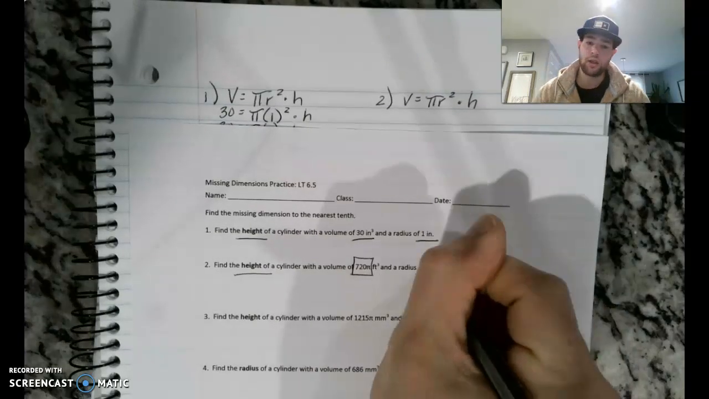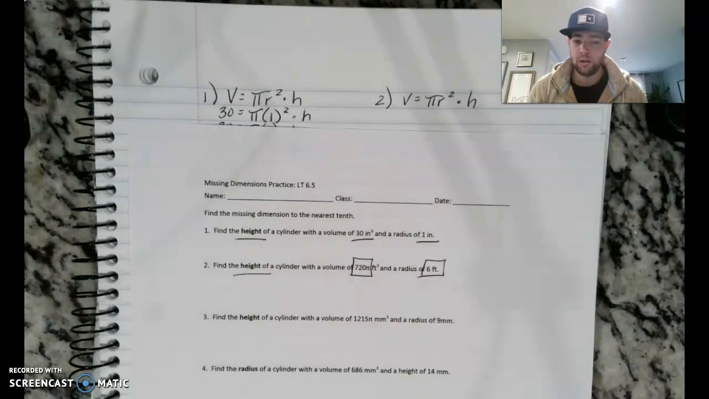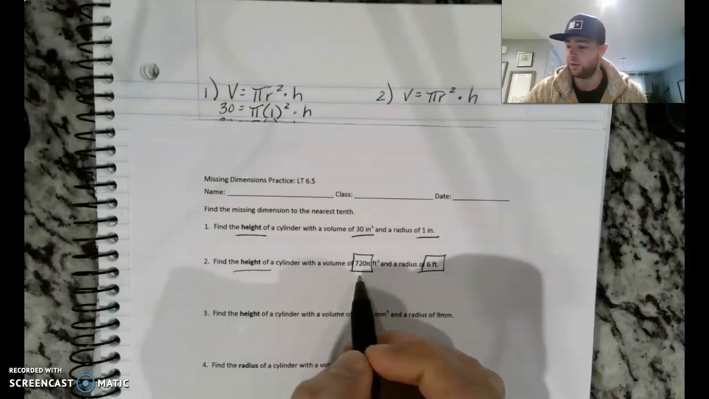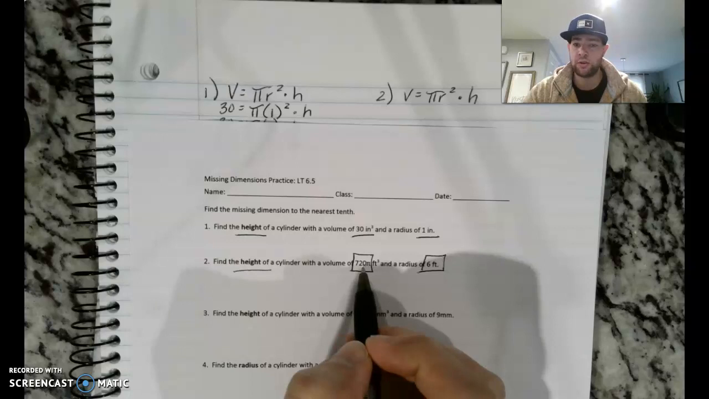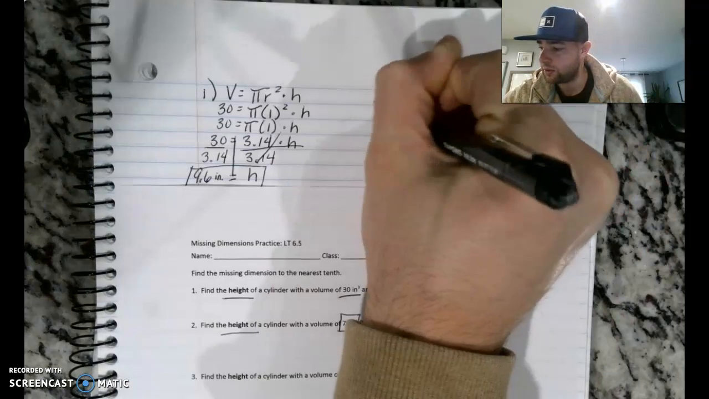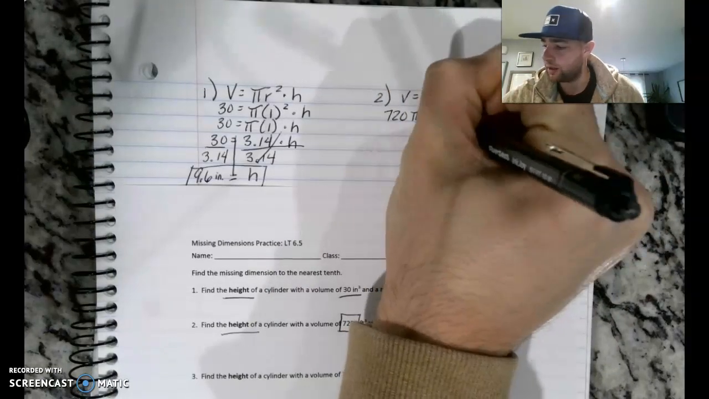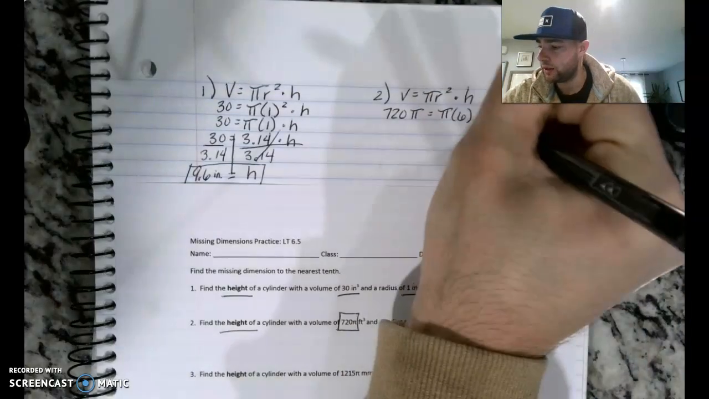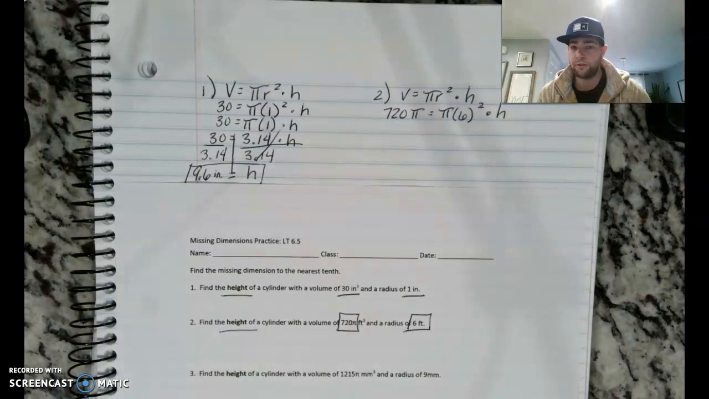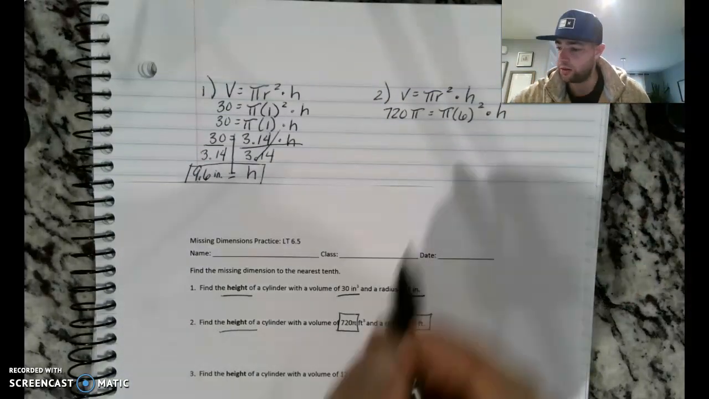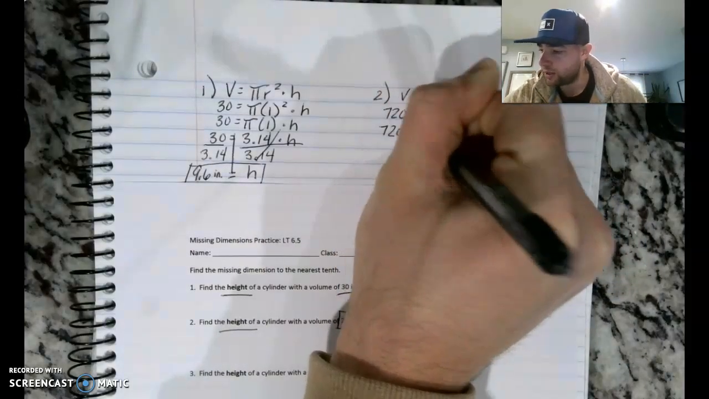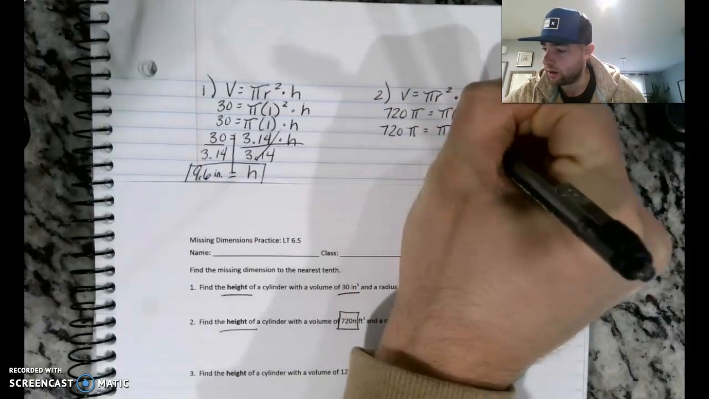So this is interesting. They left their volume in terms of pi. Notice I boxed 720 pi. So when I replace it for volume, I'm not going to write just 720. I'm going to write 720 pi. So I have 720 pi equals pi times my radius. They gave me 6 squared. Again, we're looking for the height, so it would be times h. So the first thing we're going to do is our 6 squared. So I'm going to bring down the entire equation. 720 pi equals pi times 6 squared is 36 times our height.